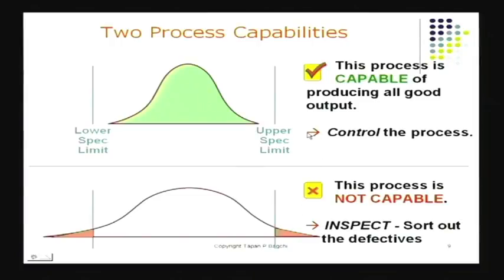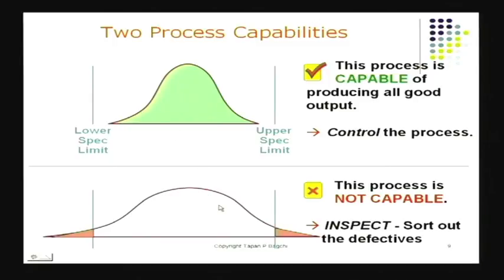Let's take a look at two processes. One is a perfect process. I show the tolerance here, the upper and lower specification limits. And look at the natural variation of the output. It's well within the tolerance. So this is a good process. This is what we call a capable process. It's wholly within the tolerance. The natural variation of this process is wholly within the tolerance.